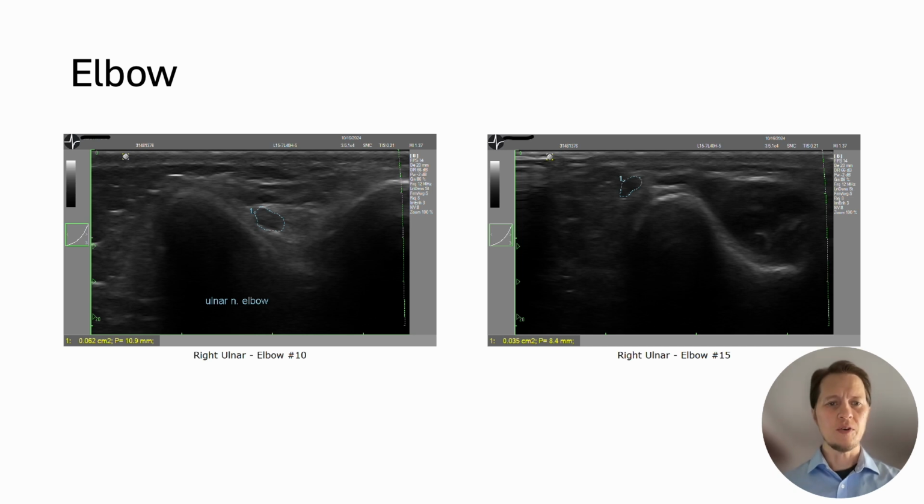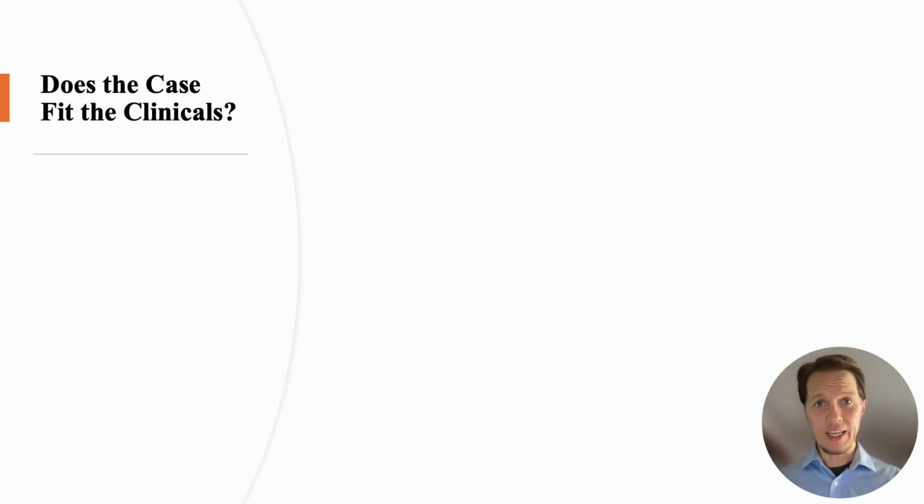Here are still photos of that, and on the left we have the hypoechoic cross-sectional view of the ulnar nerve, and on the right is where it subluxes out of the groove. And now we finally have the clinicals. So does the EMG data that we presented fit the clinical situation? It's nice to withhold the clinicals at first so you can just go through the data on its own and then make sure there is appropriate clinical correlation.